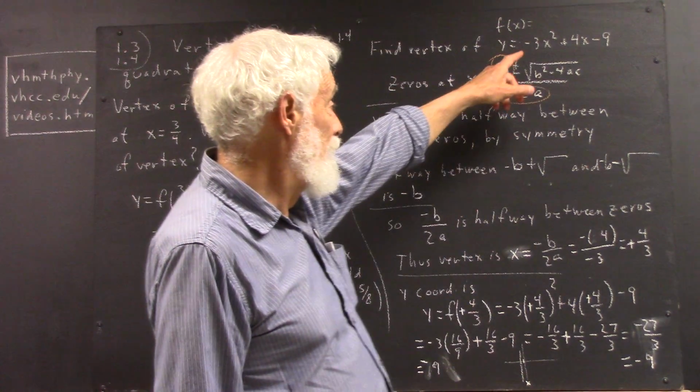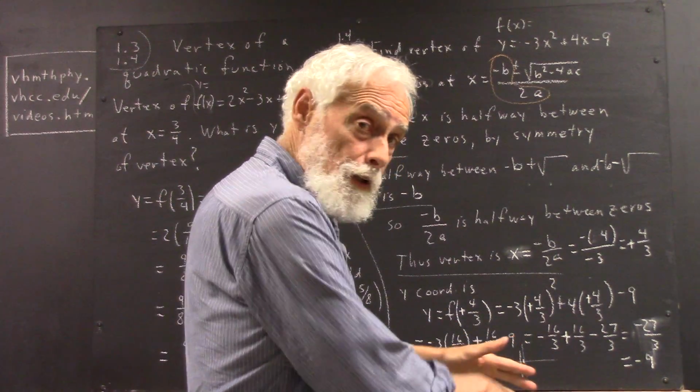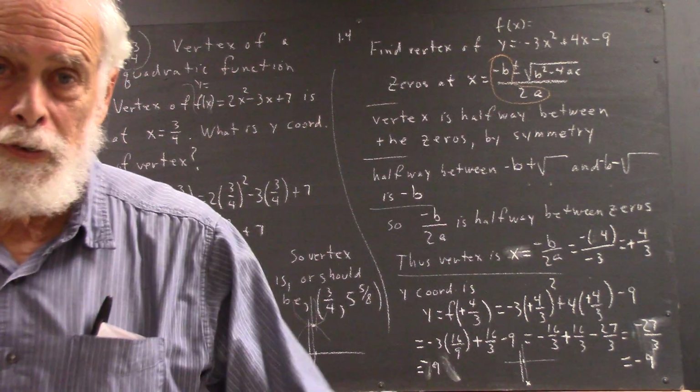And of course, since you have a negative in front of x squared, the parabola opens downward, so it's going to be here, and it's going to open downward, and it's going to be fairly narrow because of that negative 3. But that's another subject.